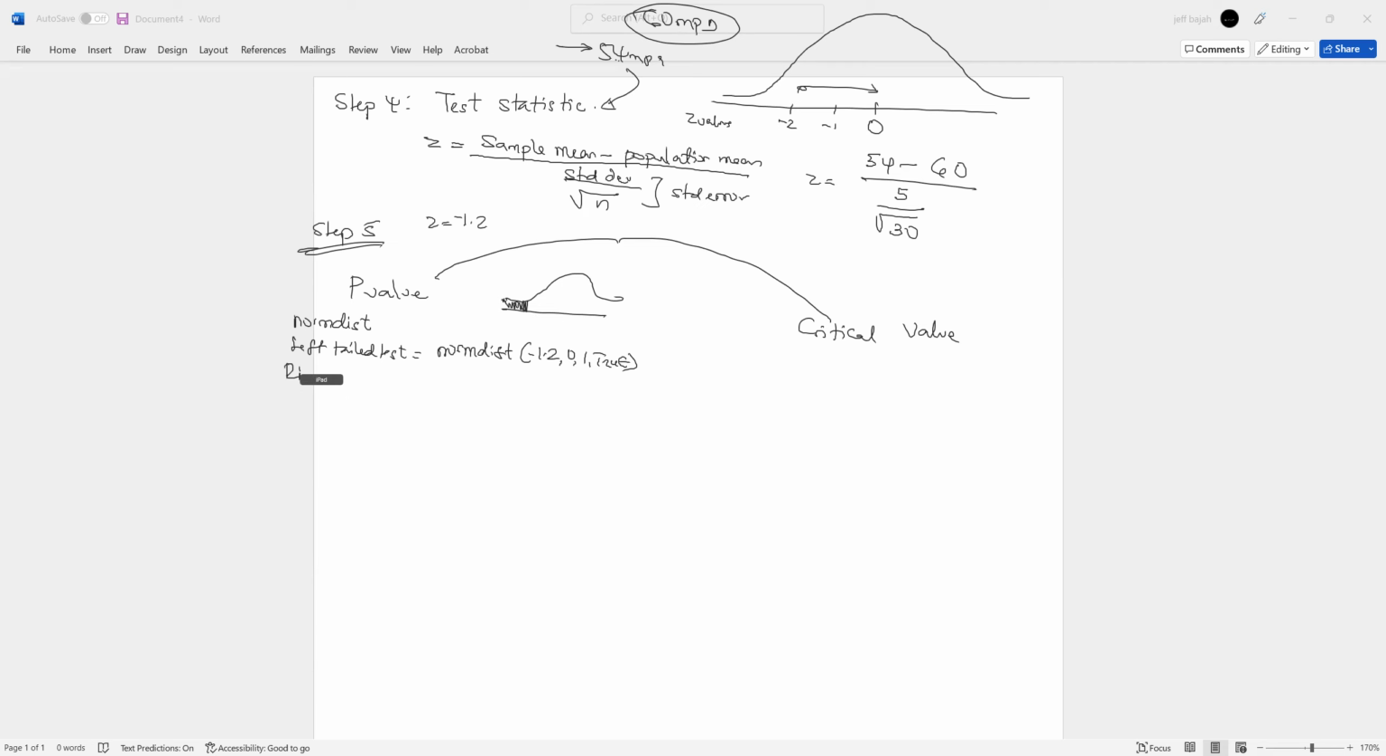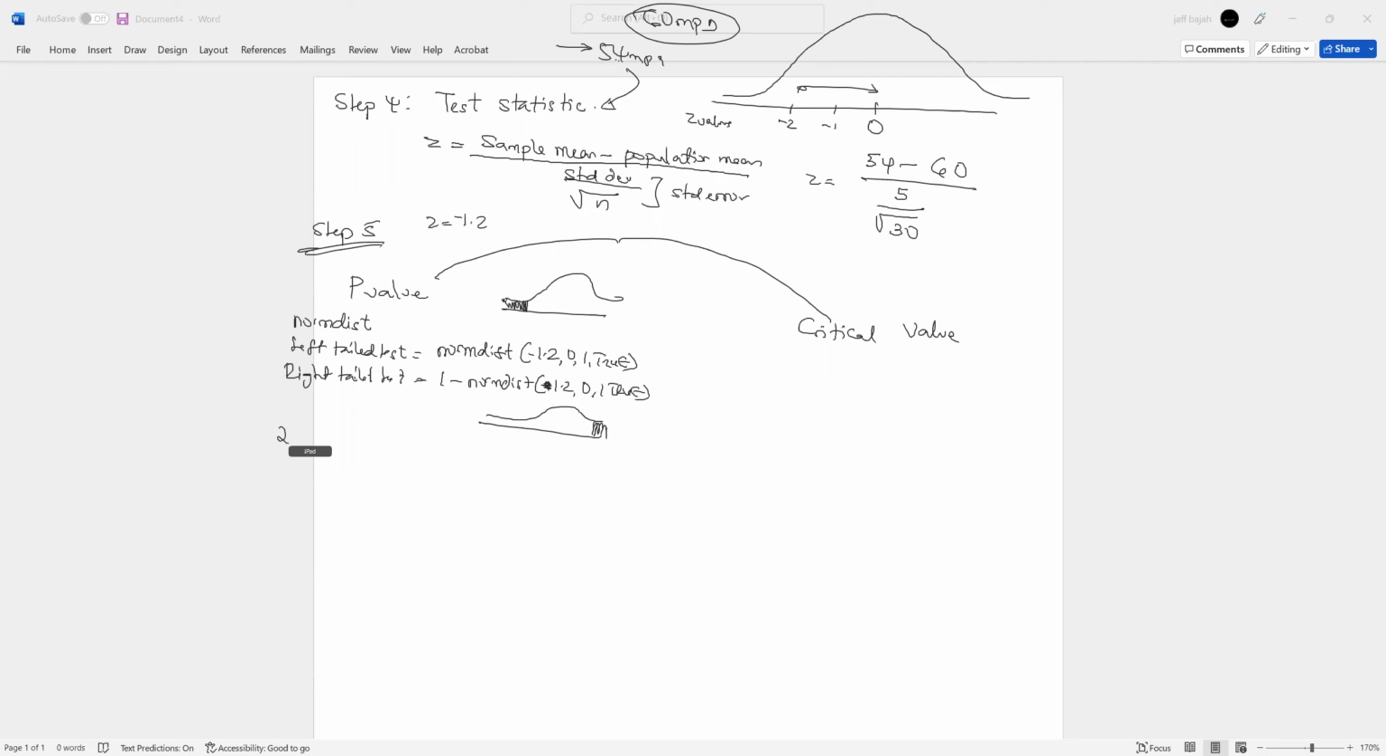Now, if it's a right tail test, you do 1 minus NORM.DIST of 1.2, 0, 1, true. In this case it's probably going to be 1.2, but whatever the case, if it's minus 1.2 or 1.2, it doesn't matter, you do 1 minus because you're trying to look at it from the right side. Remember, your value is always going to give you the area to the left, so we have to do 1 minus to find the right side.